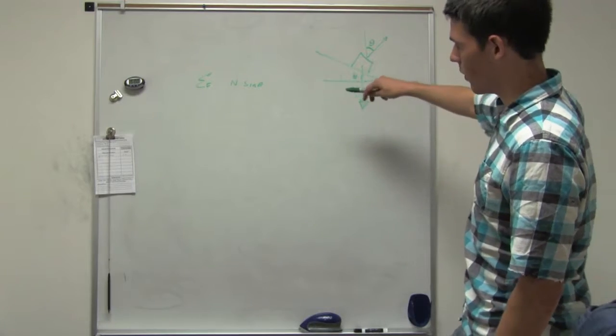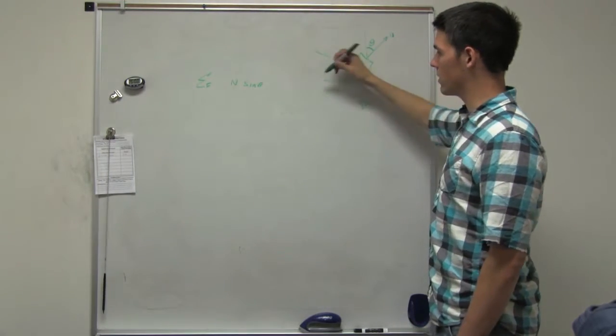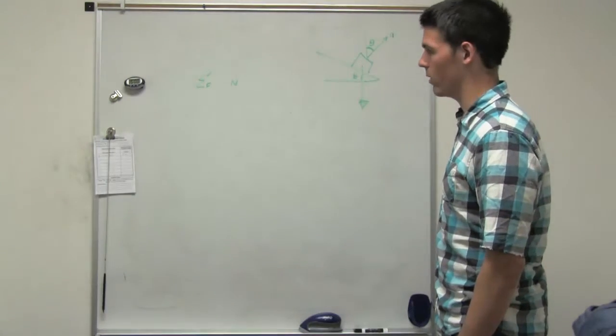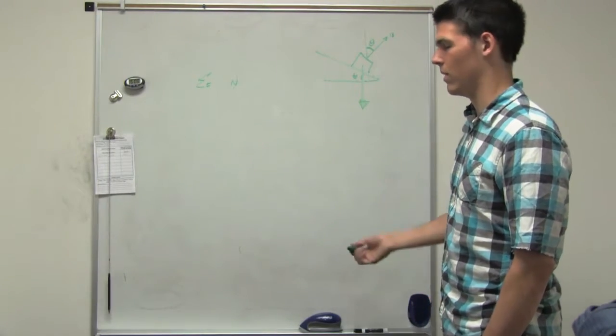So in the sum of the forces in the y, you have your normal times the what, instead of sine? Cosine. Why would it be the cosine? Because it's not the sine.